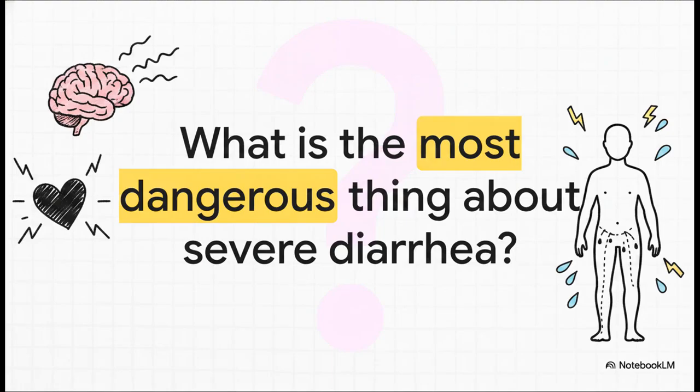But first, a quick hook question for you to think about. What is the absolute most dangerous thing about severe diarrhea? Take a second. Well, it's not the mess, it's the severe dehydration and electrolyte imbalance. Literally, it can turn you into a vegetable and lead to catastrophic organ failure. Without those precious fluids and electrolytes, your brain and heart just cannot function. Make no mistake, this is a real clinical emergency.